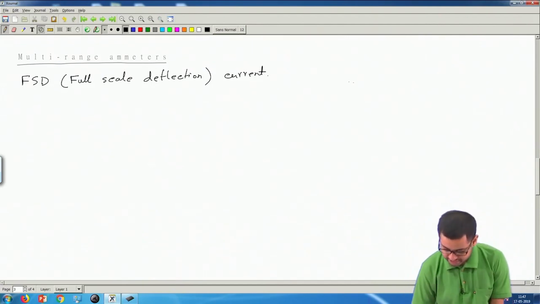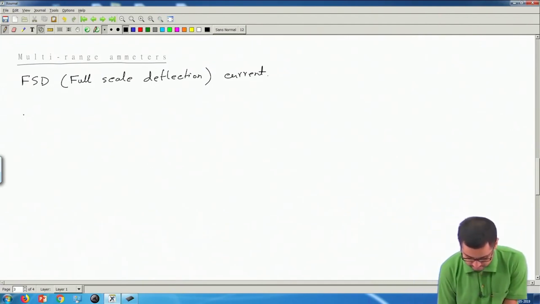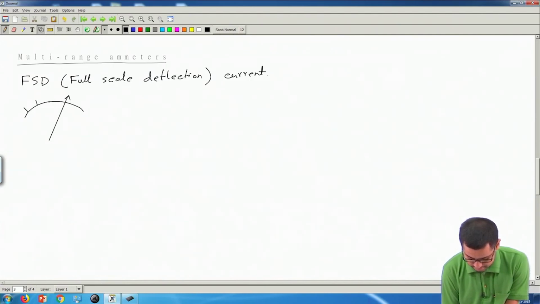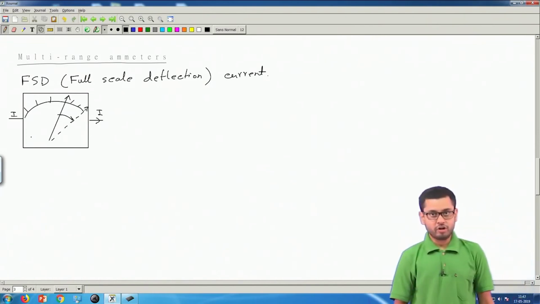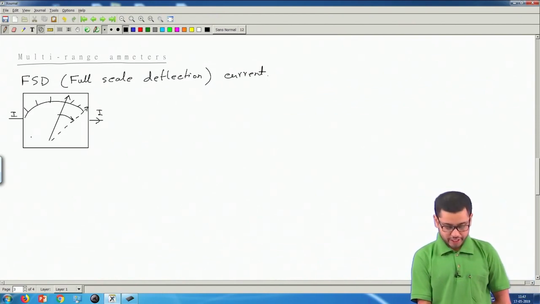So if I have a meter, the current I that causes this pointer to move to the extreme or maximum value. At this position, that current is called the full scale deflection current or FSD current of a meter.